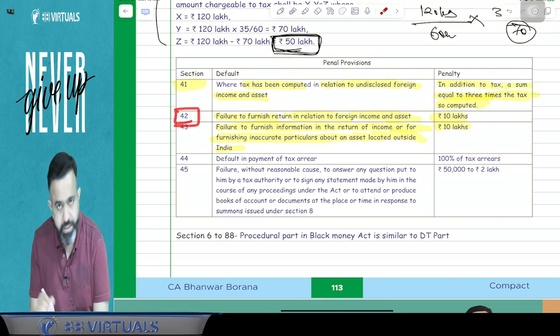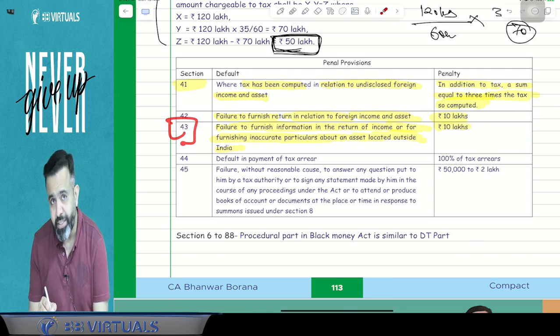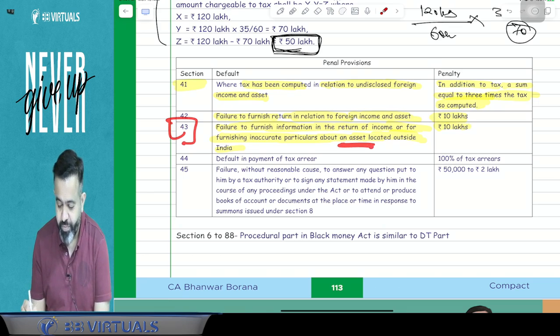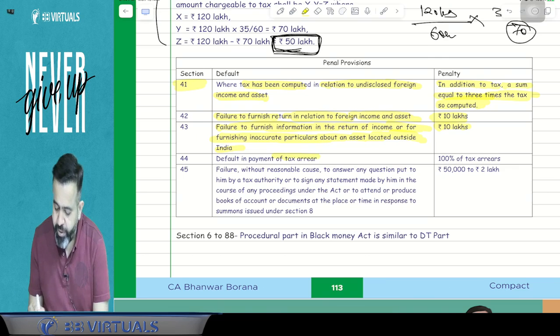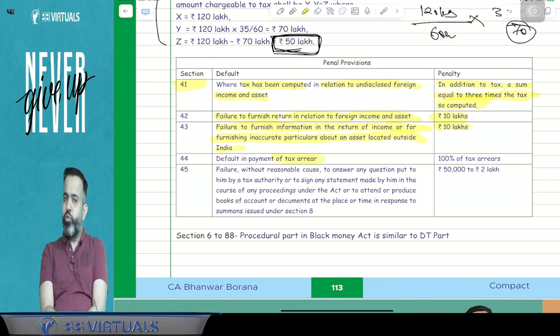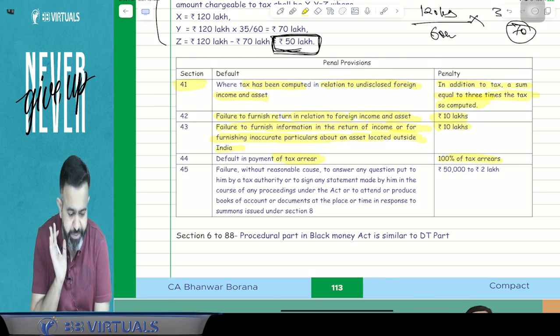Suppose you have not filed the return, then there is a penalty of 10 lakh rupees. If you file the return but have not disclosed the foreign asset or foreign income, then also 10 lakh rupees penalty. Now, default in the payment of tax arrear. Whatever tax you have to pay to the government, if you are not paying it, then 100% of the tax arrear will be the penalty.